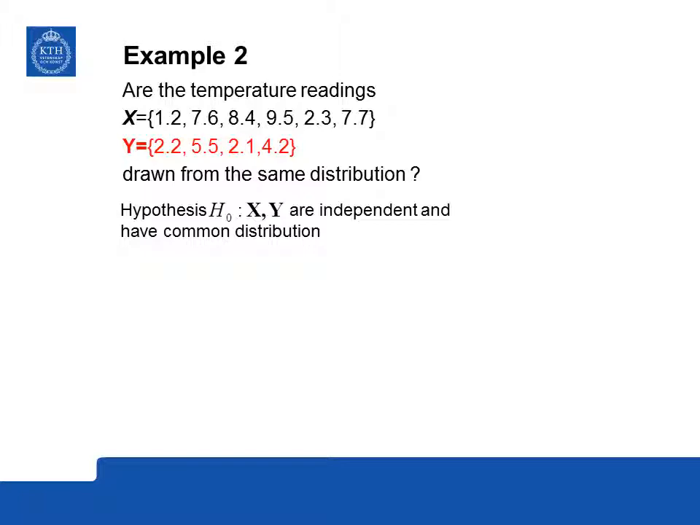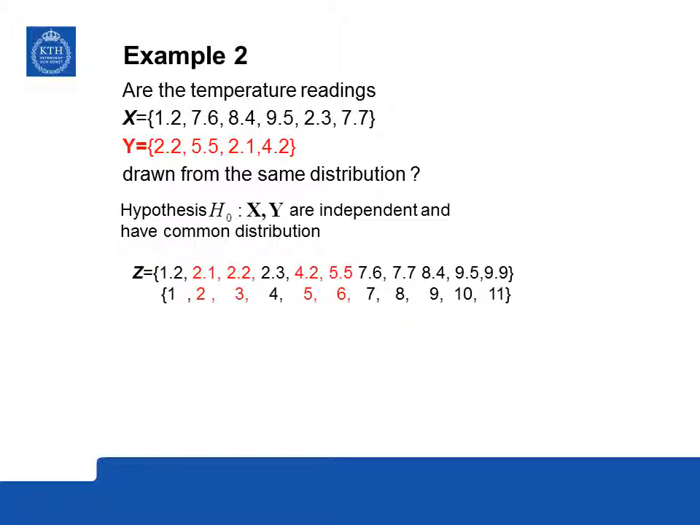And we start looking at our rank numbers. We form the vector z, which now contains all the 11 values, and we sort them in ascending order. So the lowest is to the left and the highest is to the right, and we can see the different rank numbers. So the first value of x has rank number 1, and the second is a y, with rank number 2, and so on.